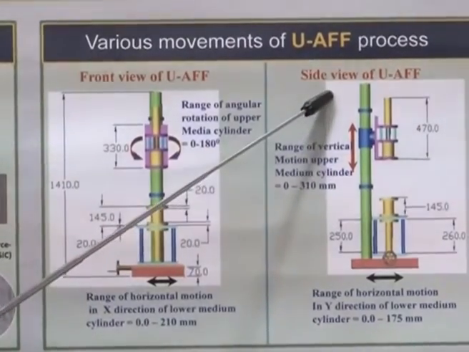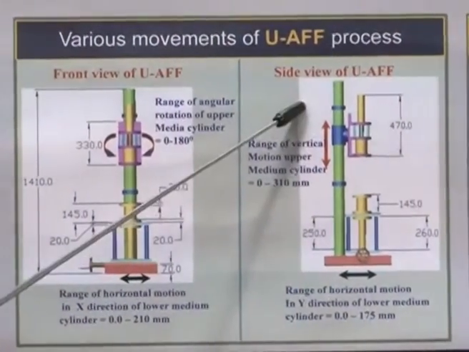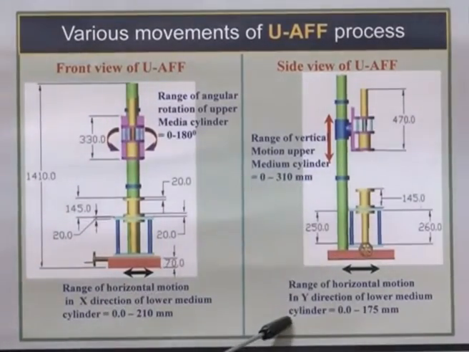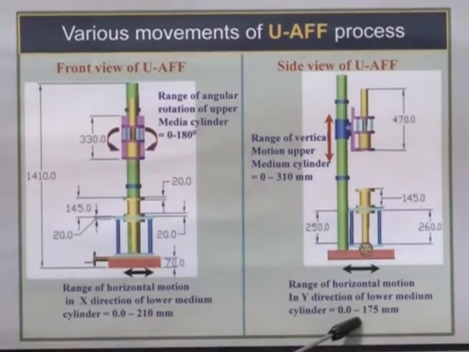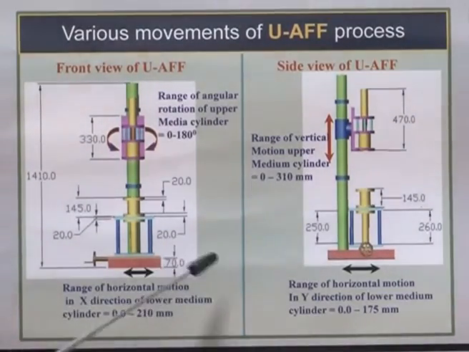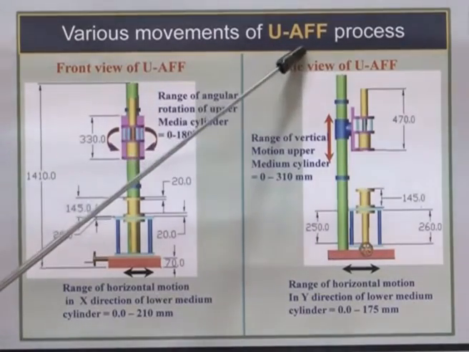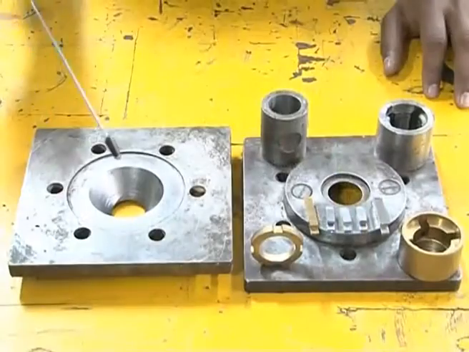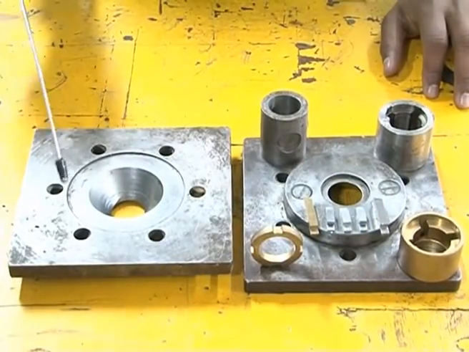At the same time, you can have a top to bottom motion, that is the vertical motion, of a maximum of 310 mm, and you have a Y direction, perpendicular to the X axis, of about 175 millimeters. All these motions are incorporated in the existing abrasive flow finishing process in order to make the machine a universal abrasive flow finishing process. This process has the ability to finish complex surfaces, and this is the advantage compared to the existing abrasive flow finishing processes. The second major element in the abrasive flow finishing process is tooling.